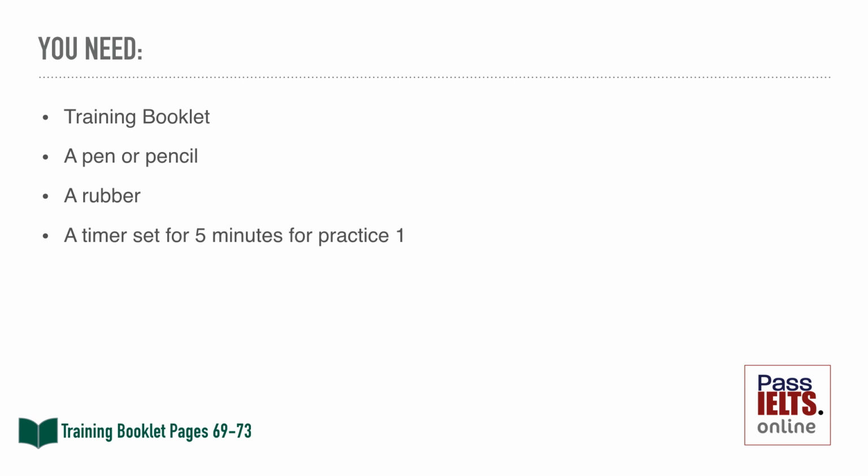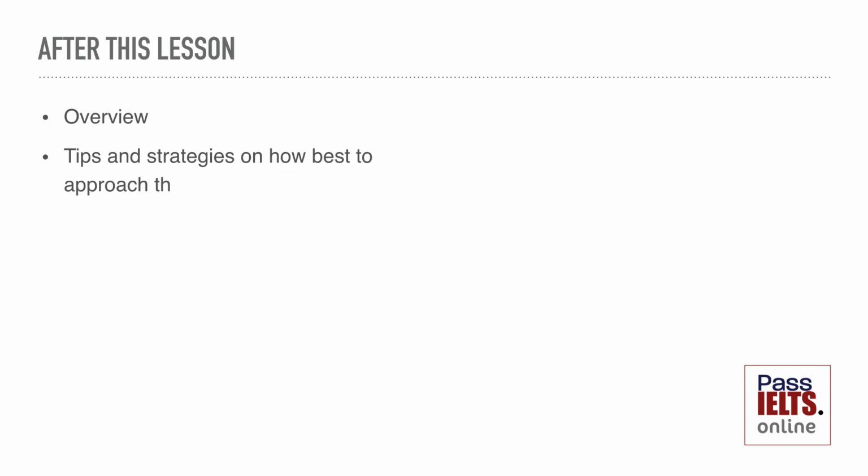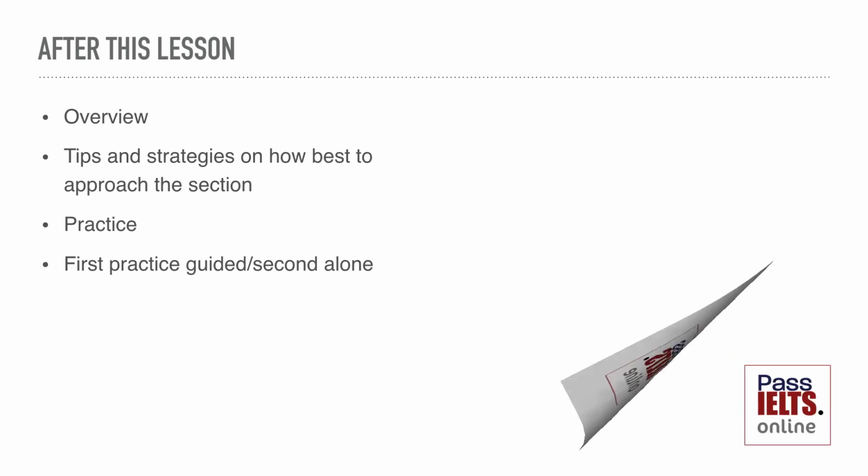You can follow the lesson in your training booklet, where you will find all the reading practice exercises, space to enter your answers, and you can find the answers in the back of your booklet. After this lesson, you will have a clear overview of what to expect in the reading question type classification, have learned tips and strategies on how best to approach the section, and have a chance to practice the question type. There are 2 practice tasks, as always, in this lesson. The first practice is guided and the second you do alone.